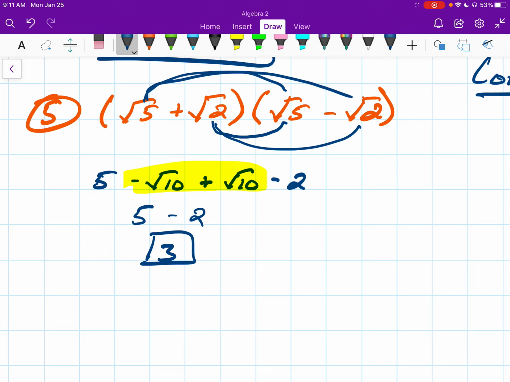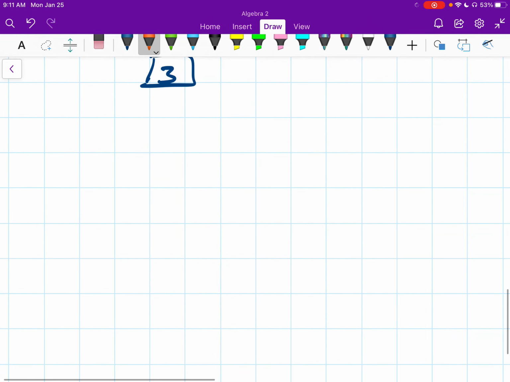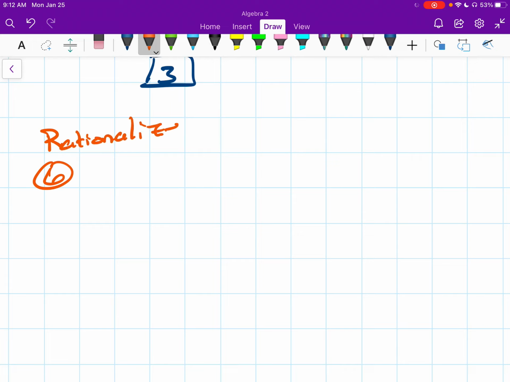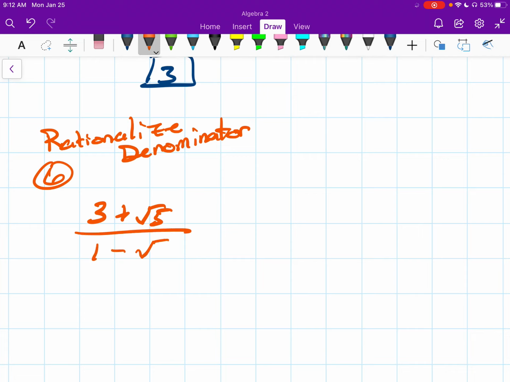So let's look at number 6. Number 6, we are going to rationalize the denominator. Remember, we can't end a problem with a root in the denominator. So I have 3 plus root 5 over 1 minus root 5.